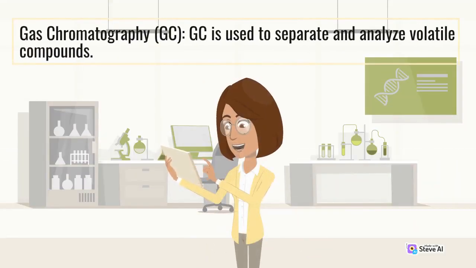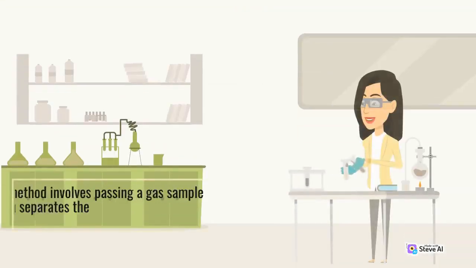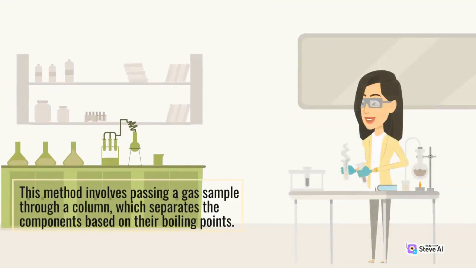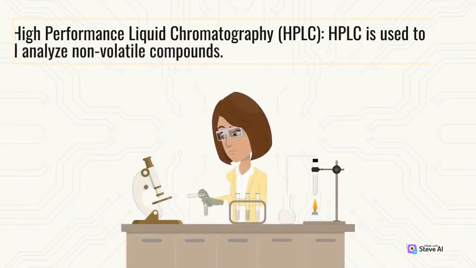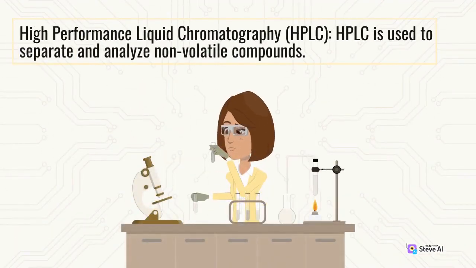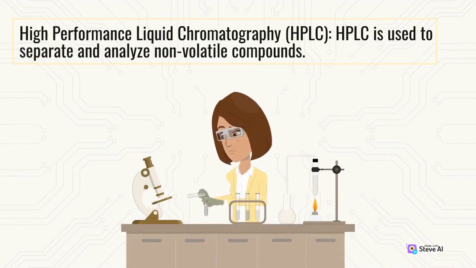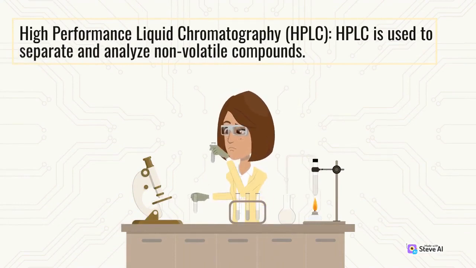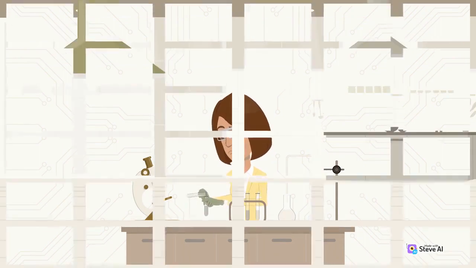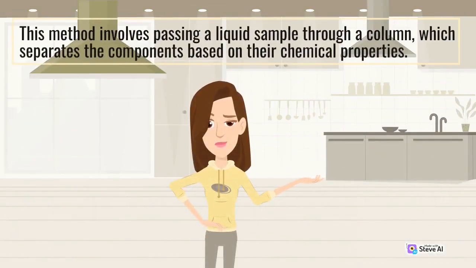Gas chromatography, GC. GC is used to separate and analyze volatile compounds. This method involves passing a gas sample through a column, which separates the components based on their boiling points. High-performance liquid chromatography, HPLC. HPLC is used to separate and analyze non-volatile compounds. This method involves passing a liquid sample through a column, which separates the components based on their chemical properties.